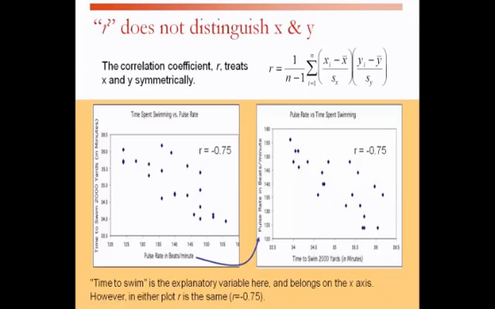Notice in this case, we interchange the x and y axis. The values remain the same, negative 0.75. Because what is it doing? It's only measuring the strength of the relationship between two variables. It doesn't care which one is x and which one is y. We don't worry about it at this point, okay? We are going to worry about it in the last half of this chapter.